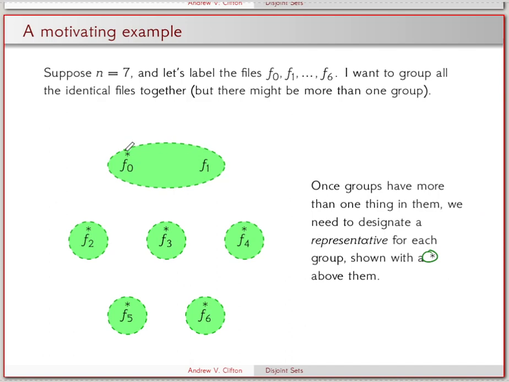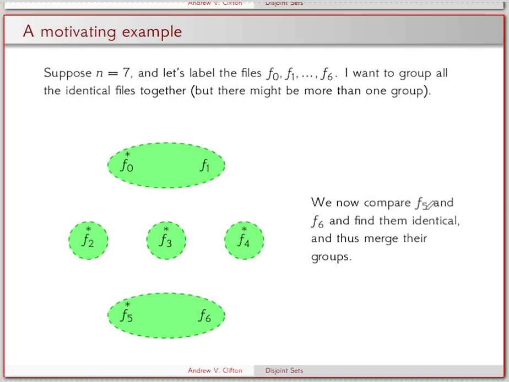Everything that is in the same group has the same representative there. So it just sort of frees us from having to worry about 2 different kinds of things. We deal with not groups, but with representatives for groups. All right, so let's keep going here, right?